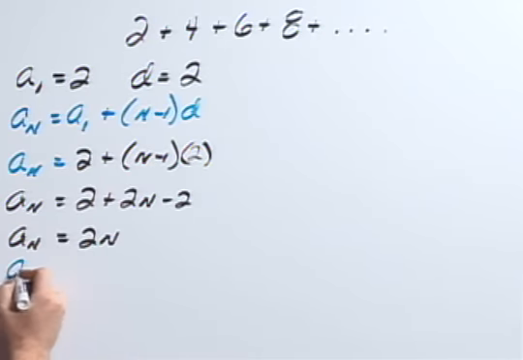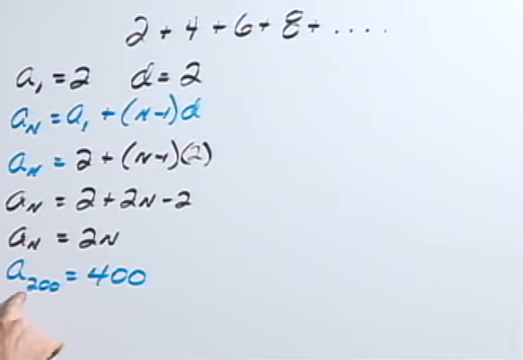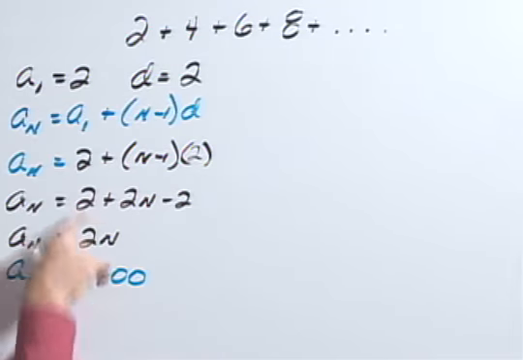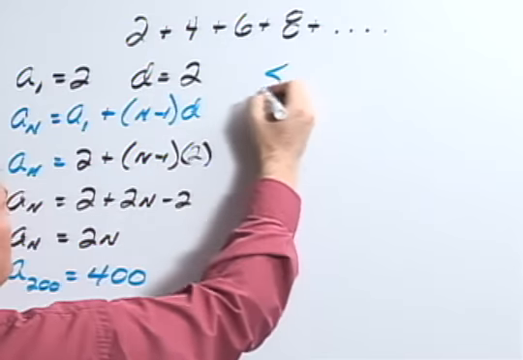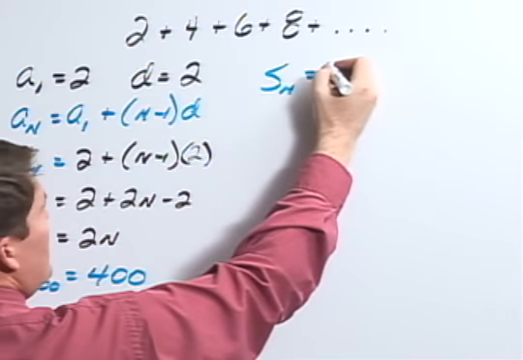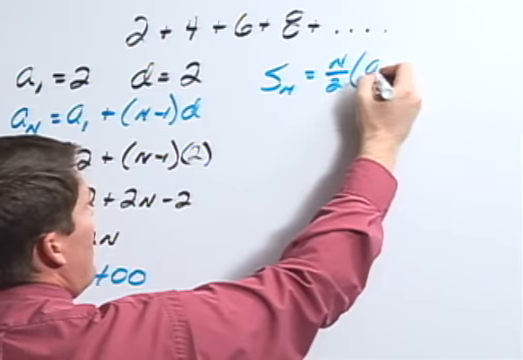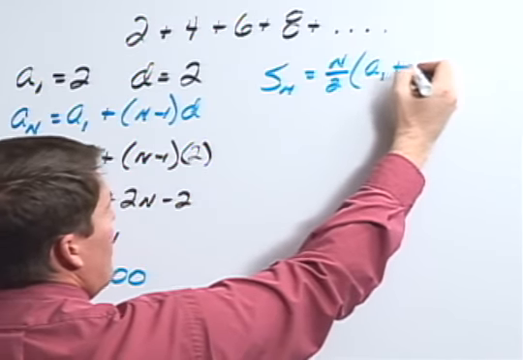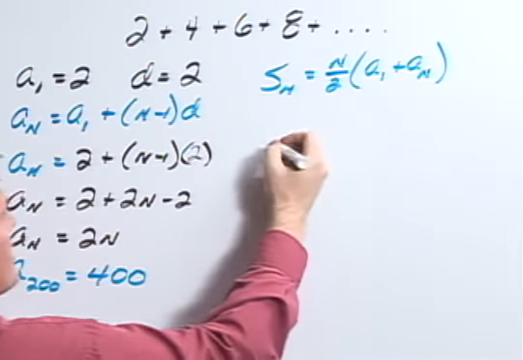From that, then, I know that a sub 200, the 200th term of this series, would be 400. The reason I want the 200th term is if I know my first term and my last term, I can find the sum between those. So s sub n would equal n over 2 times the sum of the first and the last terms. In this case, a sub 1 plus a sub n.